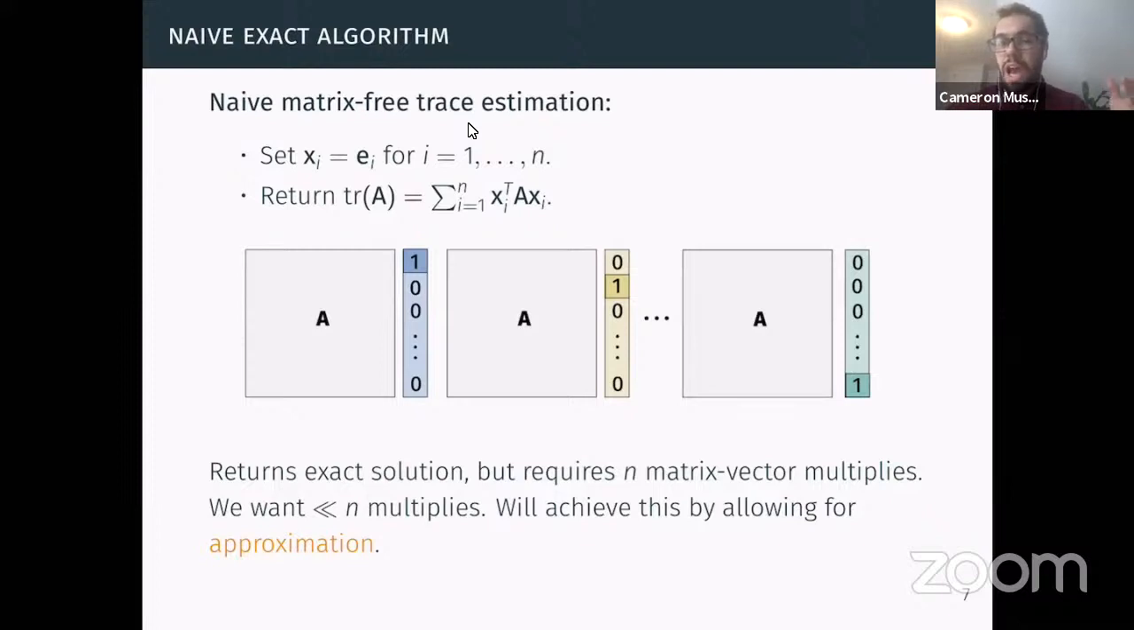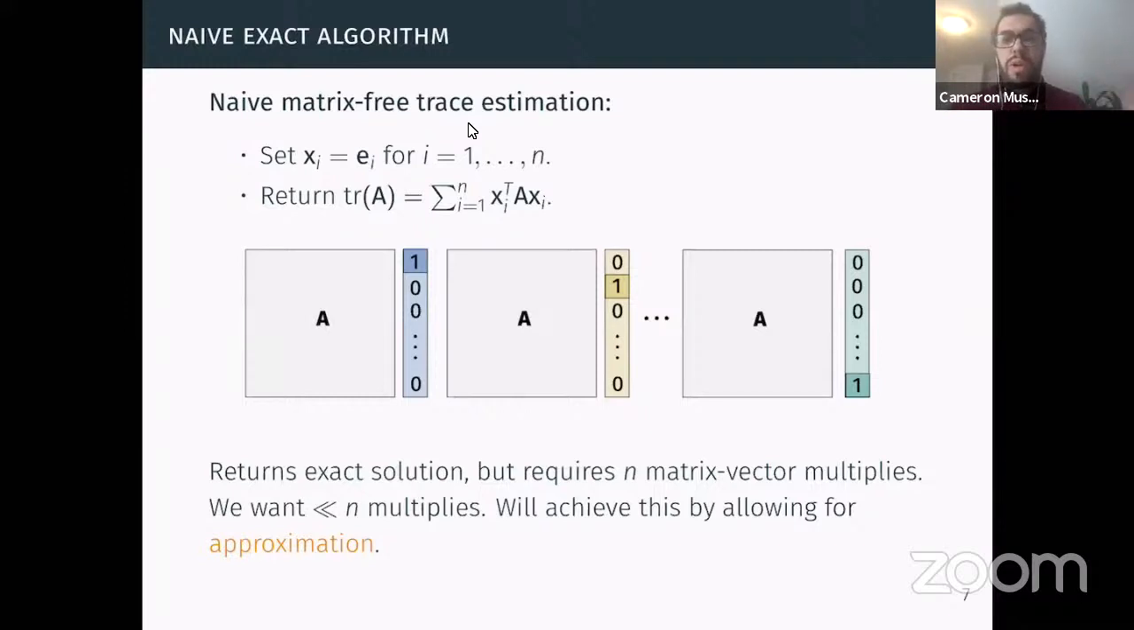One thing I can do is query A with every one of the standard basis vectors. So I could look at e_i, the ith standard basis vector for i equals 1 to N, and I could compute A times e_1, A times e_2, all the way up to A times e_N. This gives me access to every single column of A. And if I just sum up e_i transpose A e_i, this is exactly the ith diagonal entry of A. And so this is exactly the trace. What this tells us is that using N matrix vector multiplications, we can get an exact solution to this problem. We can exactly compute the trace.